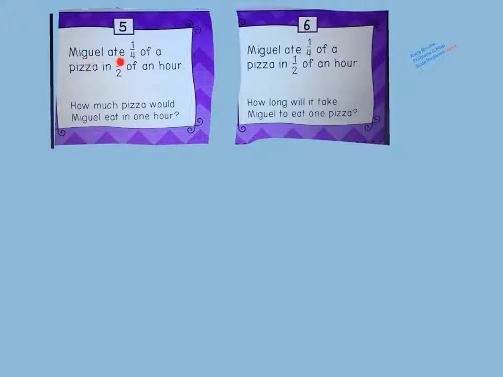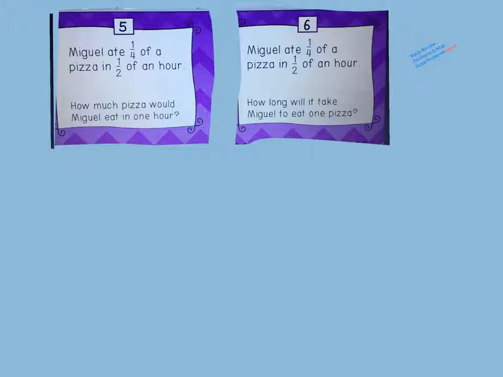So Miguel ate 1/4 of a pizza in 1/2 of an hour. So we have pizza and hour, and those are our two words that I'm going to try to put into a ratio. The question at the end is the important thing to read. How much pizza would Miguel eat in 1 hour? So how much pizza, what we don't know, I like to put on top. And what we do know, if it's telling us a quantity or a unit rate, I like to put that quantity on the bottom.